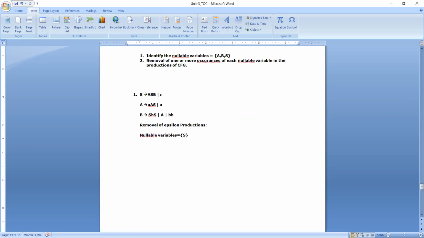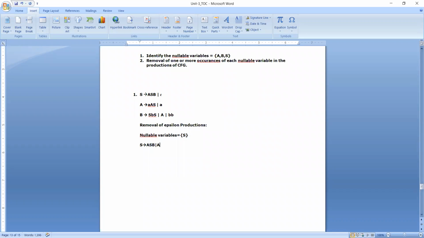Capital S. Okay. Then once we have identified this nullable variable, now what we have to do is remove the occurrences of this variable from the productions. So first take the first production. S derives to capital A, capital S, capital B. Now please check how many times this nullable variable S is appearing. So this variable capital S is appearing for only one time.